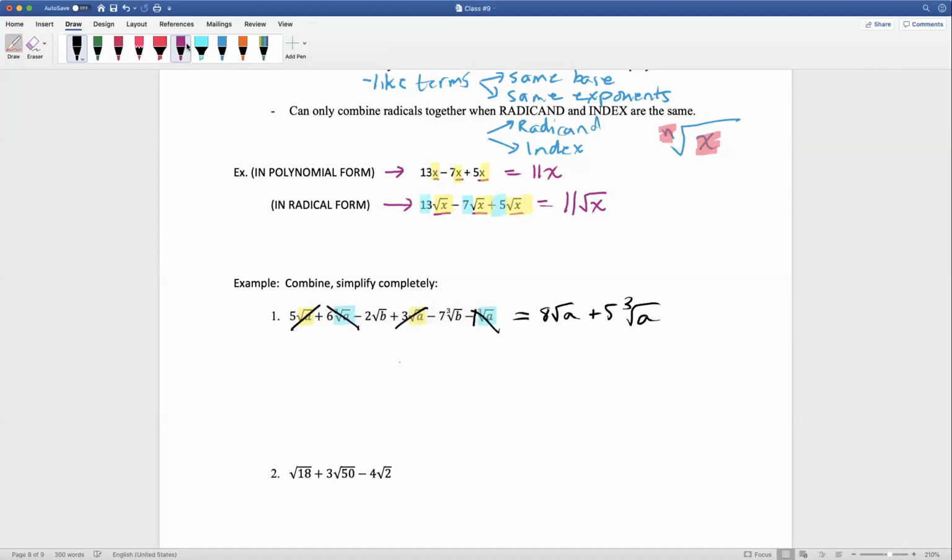And what are we left with? Well, let's take a look at this. We have the square root of b. Do we have any other square root of b's? Well, no, that's a cube root of b. So we don't have any other square root of b.